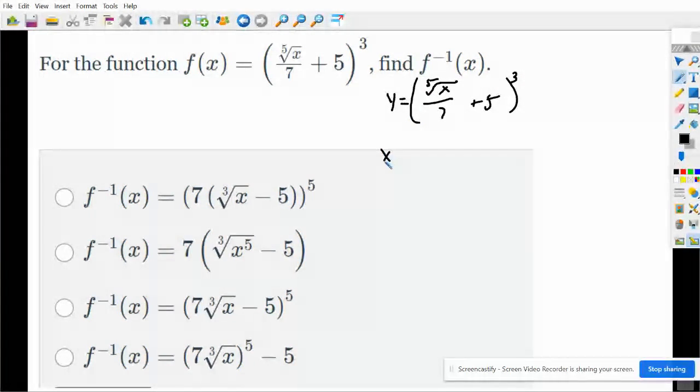Okay, so I got x equals the 5th root. Sorry about my dog barking. Sorry about that.